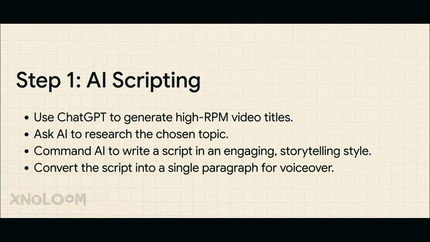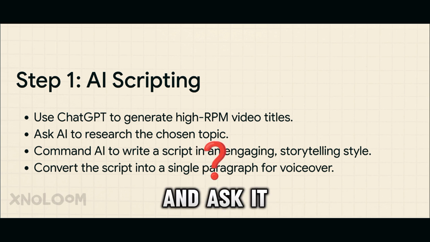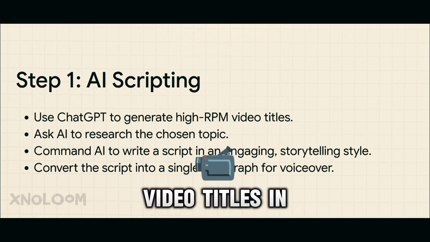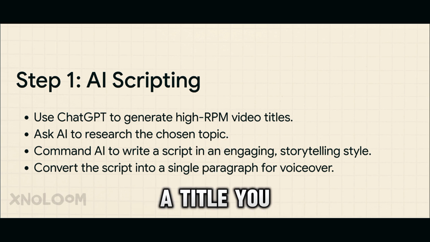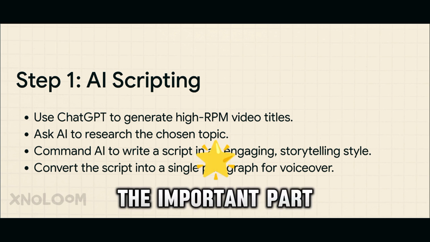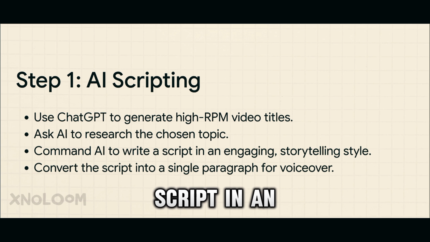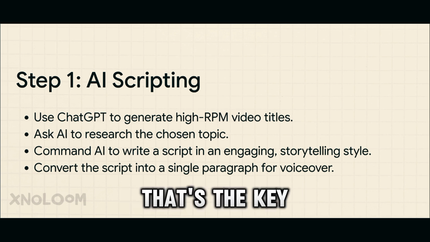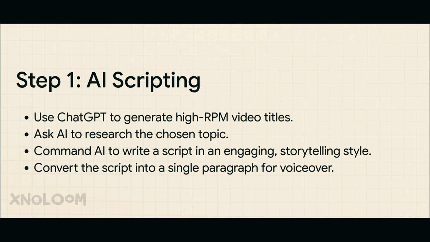Diving into step 1, you can see how AI does a ton of the heavy lifting. You can literally go to an AI like ChatGPT and ask it for high RPM video titles in a certain niche. Once you've got a title you like, you have the AI research the topic, and then, and this is the important part, you tell it to write the script in an engaging storytelling style. That's the key to making sure it doesn't sound like a robot wrote it.